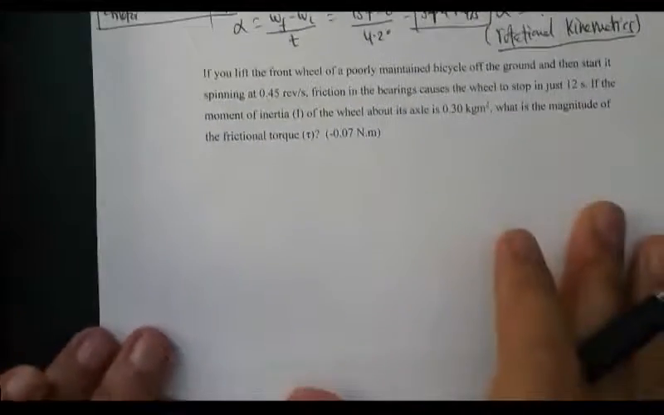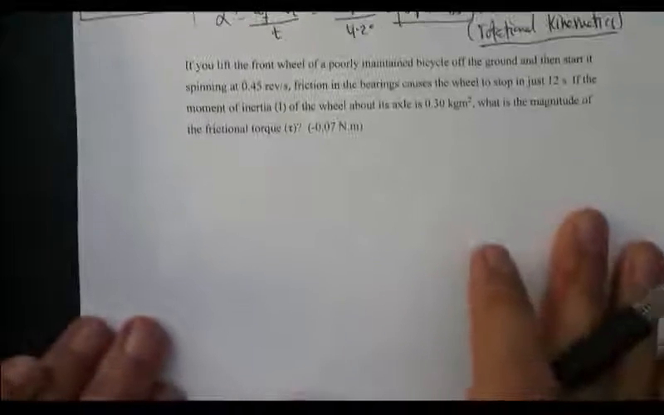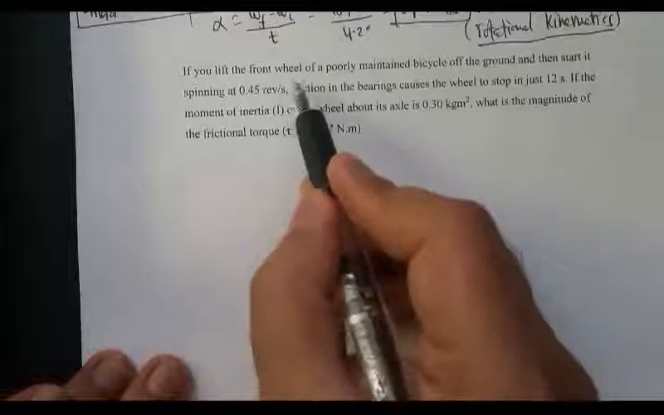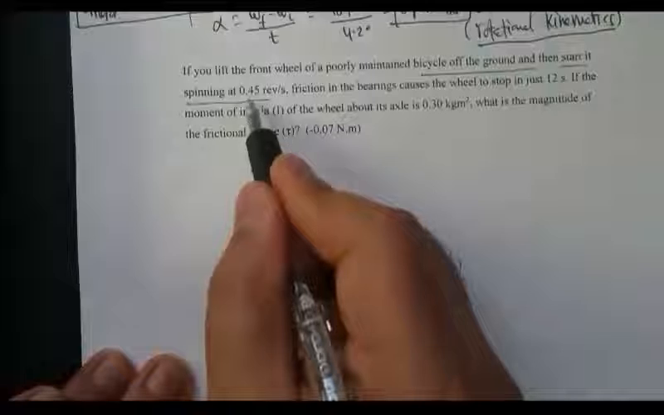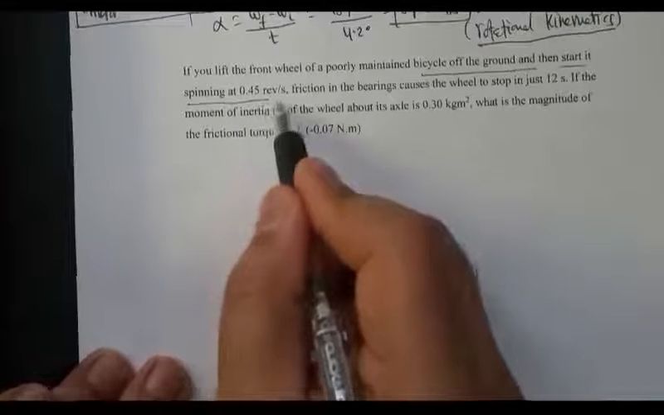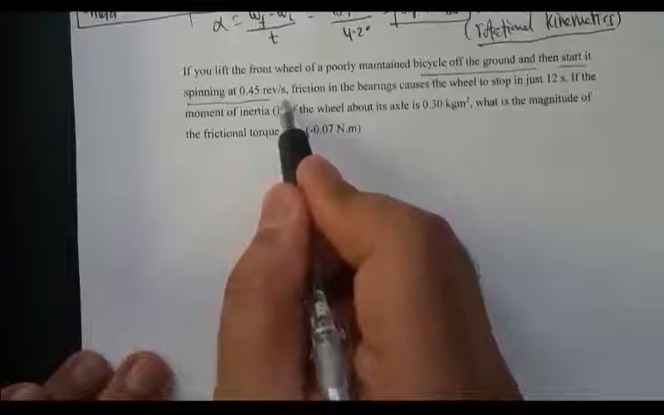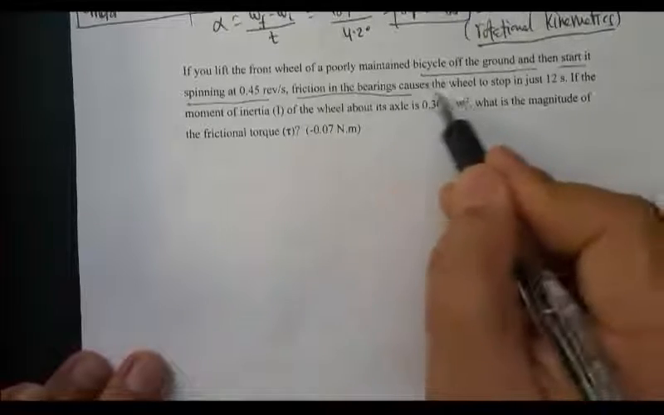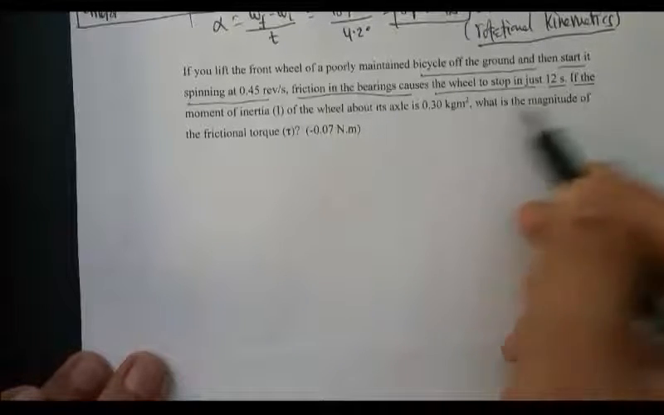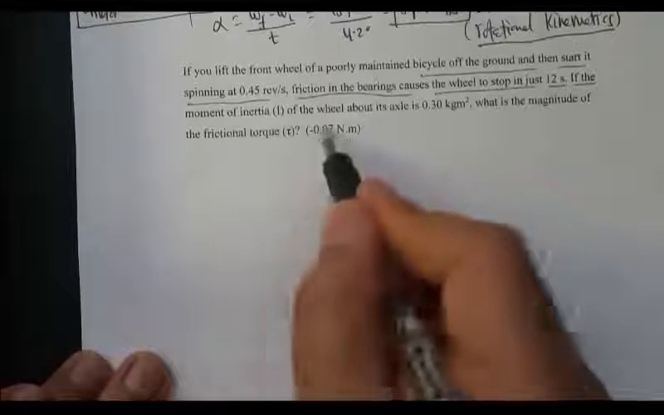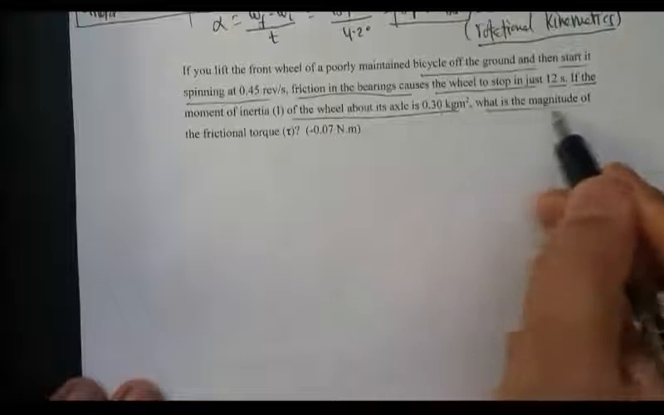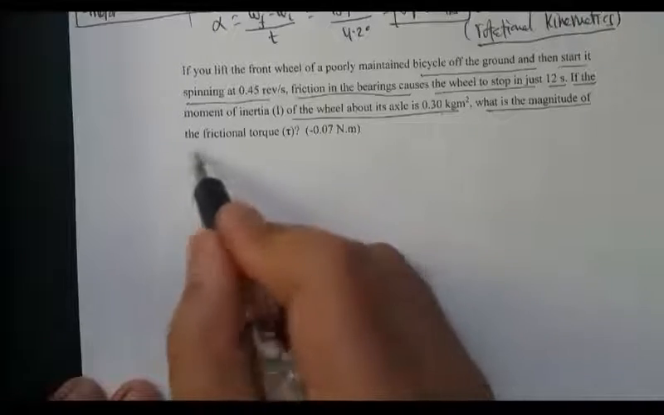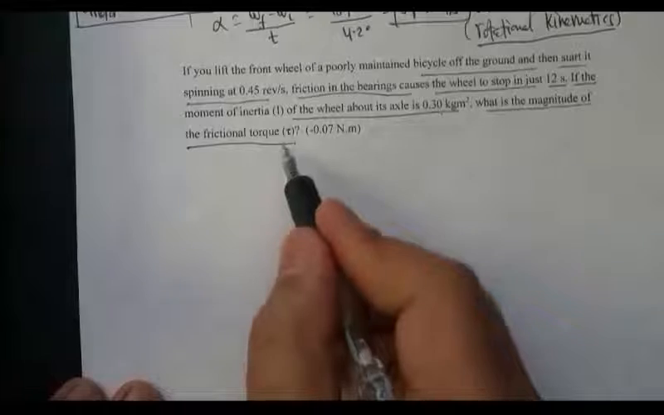Okay, let me show you one more, very last problem for this lecture. Here's the question. If you lift the front wheel of a poorly maintained bicycle off the ground and then start to spin it at initially 0.45 revolutions per second, it's not radians per second, it's revolutions per second. Friction in the bearings causes the wheel to stop in 12 seconds. Finally it stops. If the moment of inertia of the wheel about its axle is this, what is the magnitude of the frictional torque produced by the friction?